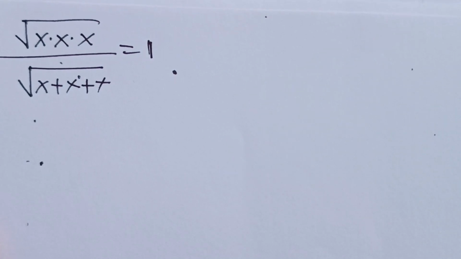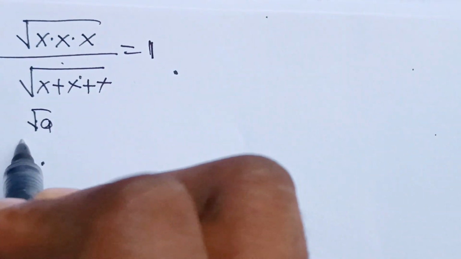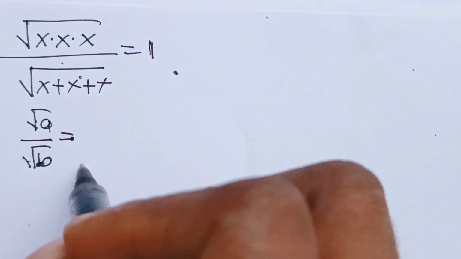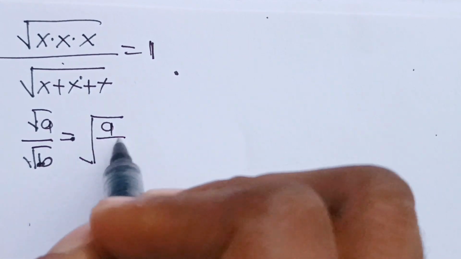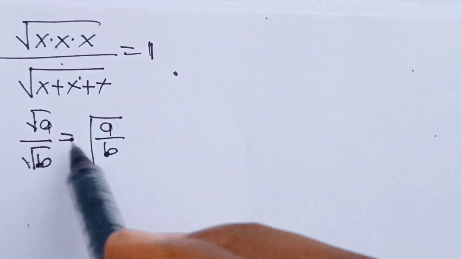Hello everyone, let's get the value of x. Okay, now when you have square root of a divided by square root of b, this is equal to the square root of a over b. Okay, so I'm going to write this in this form.